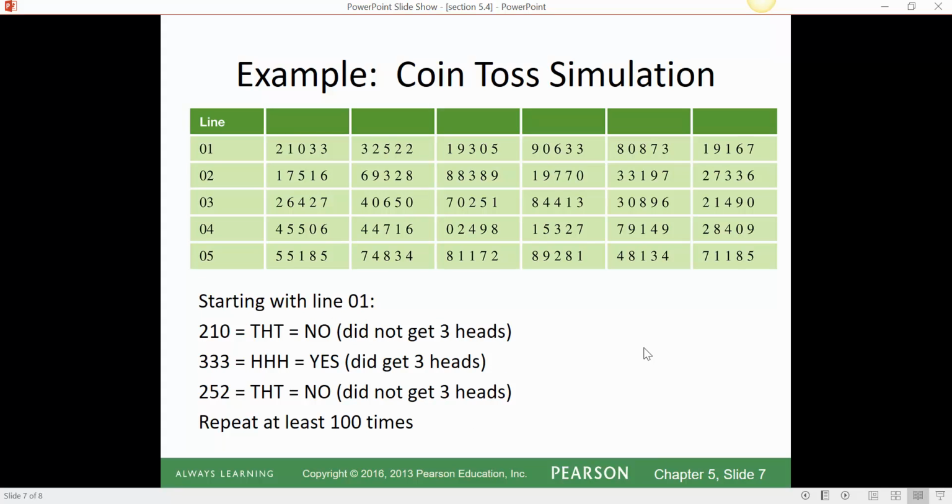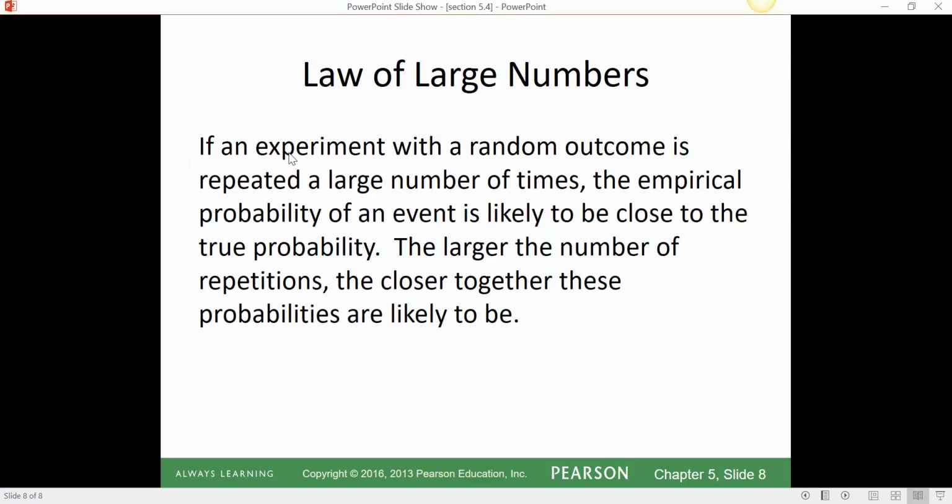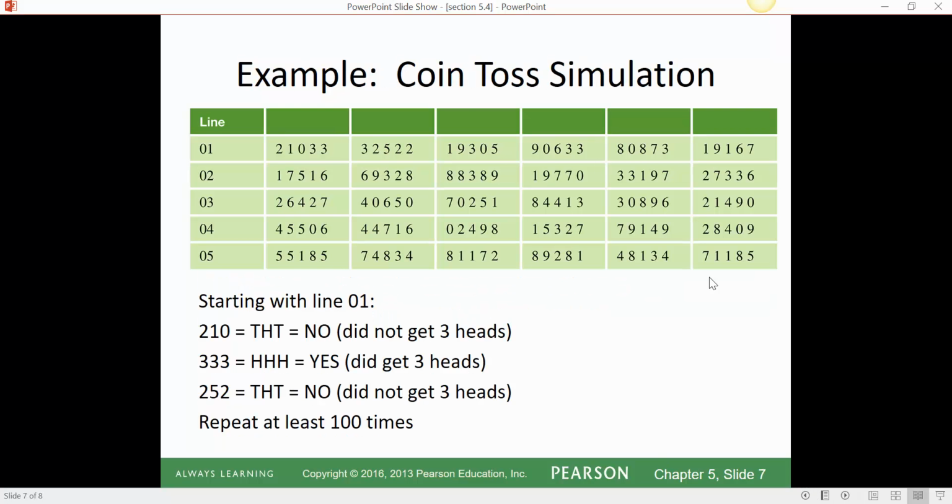So let's continue with the example. If we use this random number table, we look at line 1. What we said we were doing is let's look at just the first 3 numbers. So we have 2, 1, 0. These 3 numbers here, so I wrote them down here. Remember, even was tails, so this would be tail, head, tail. And that makes it no. We did not get 3 heads in a row, so we write no.